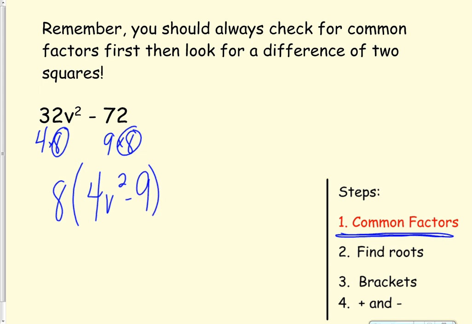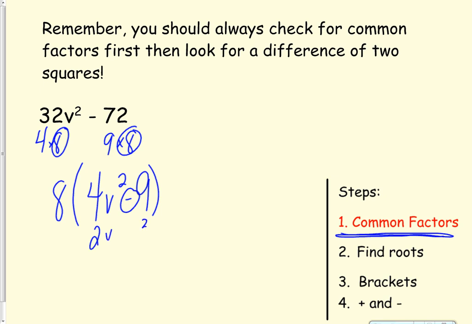Now, I need to look and see if I can do a difference of two squares. 4 is a square number, v is a square number, 9 is a square number, and the word difference just means minus, and we do have a minus sign. Anyway, I have a minus sign right here. So we can write our roots in. So the root of 4 is 2, the root of v squared is v, and the root of 9, square root, is 3.